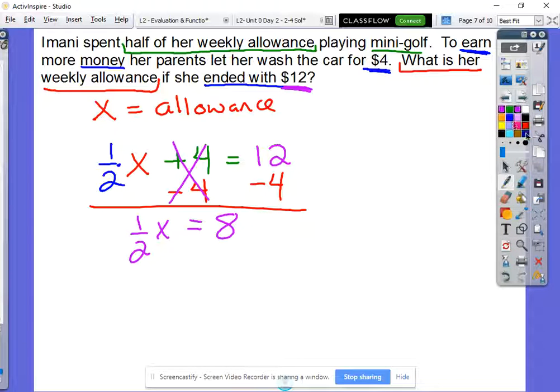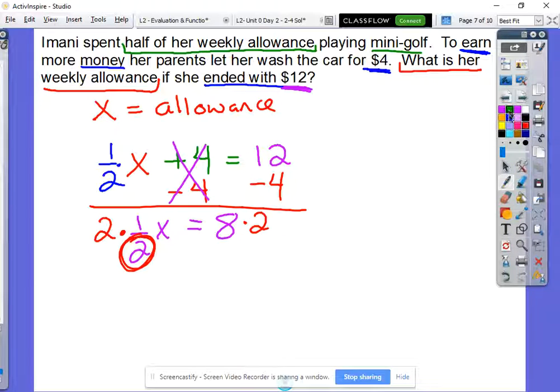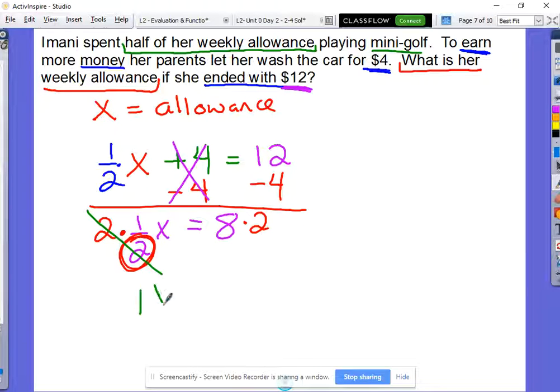Now, once again, to get rid of a fraction, we multiply by the denominator. You multiply by the denominator. Opposite of division is multiplication. So we're going to multiply by 2. We do it on the left, you've got to do it on the right. Every single term gets multiplied. So there, the 2's cancel out. We're simply left with 1x. 1x equals 8 times 2 is 16.